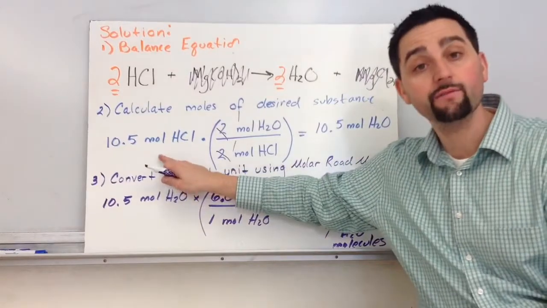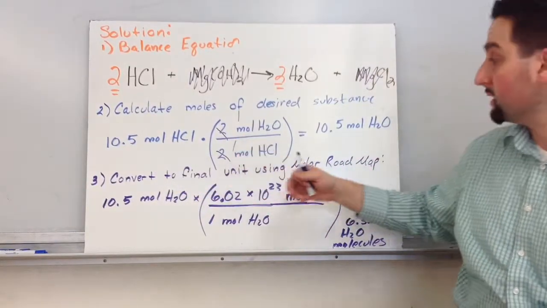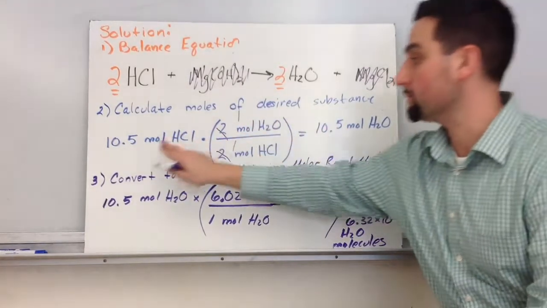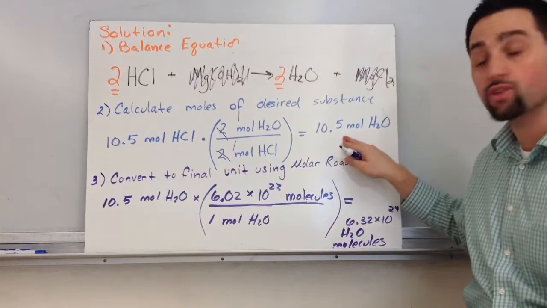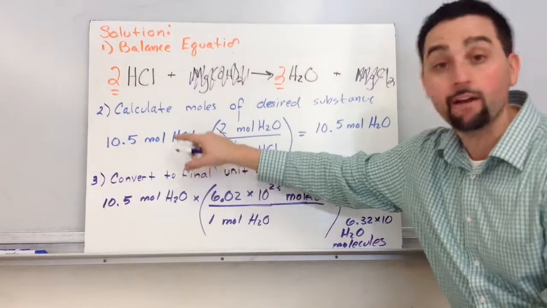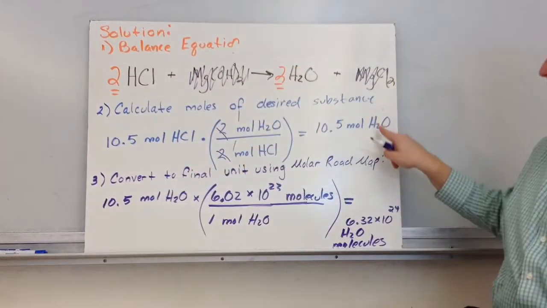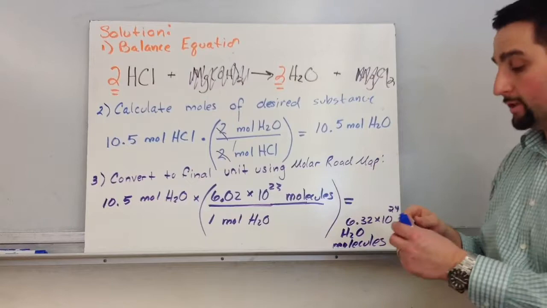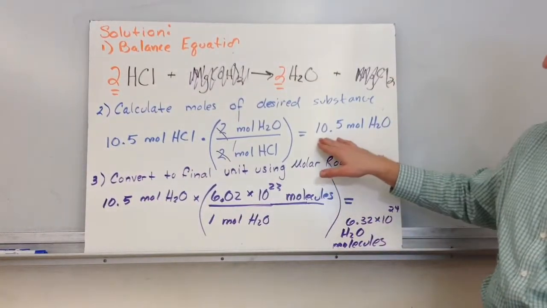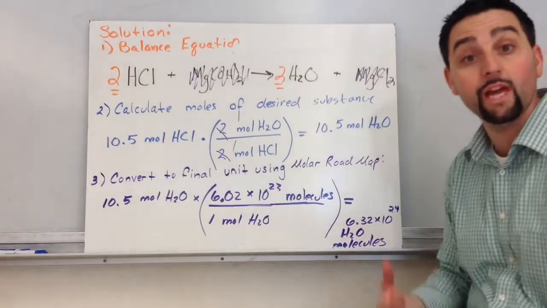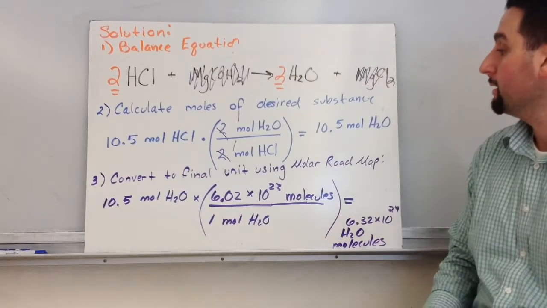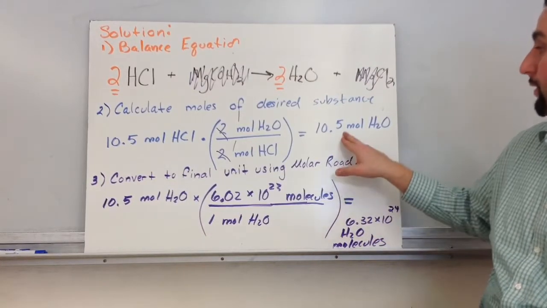So 10.5 times 1 is 10.5 moles of water. Notice this is still a 1-to-1 ratio. Nothing's changed except my label. I've made that jump from reactant to product. Let's stop here for 1 second. If the question had asked how many moles of water we would have made, we would be done right now. This problem's finished. But they didn't do that. They want to know how many molecules of water this is.